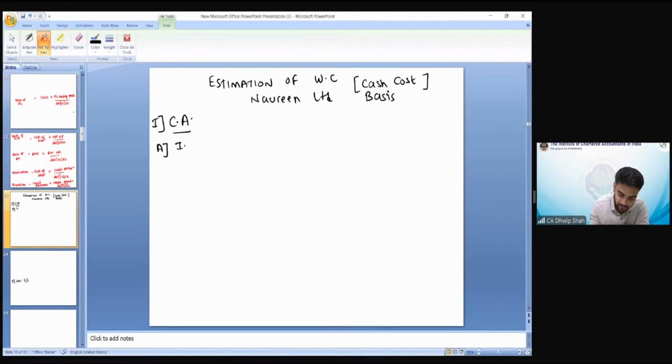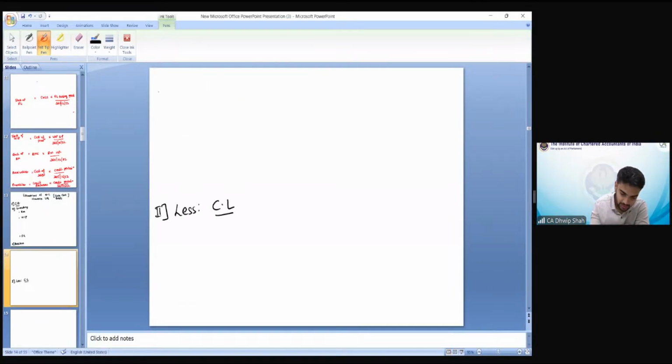First is inventory. In inventory also 3: Raw material, WIP, FG. Okay? Then we have receivables, or you write debtors. Then we have cash bank balance. There is no prepaid expense in the question, so we will not write that. The total of current asset is called as gross working capital.